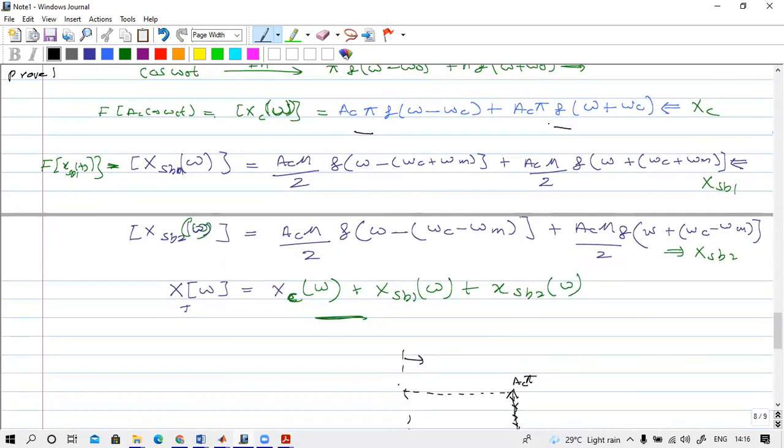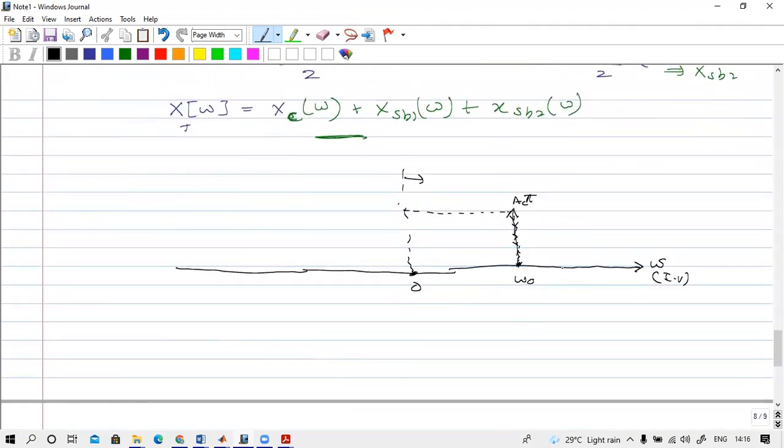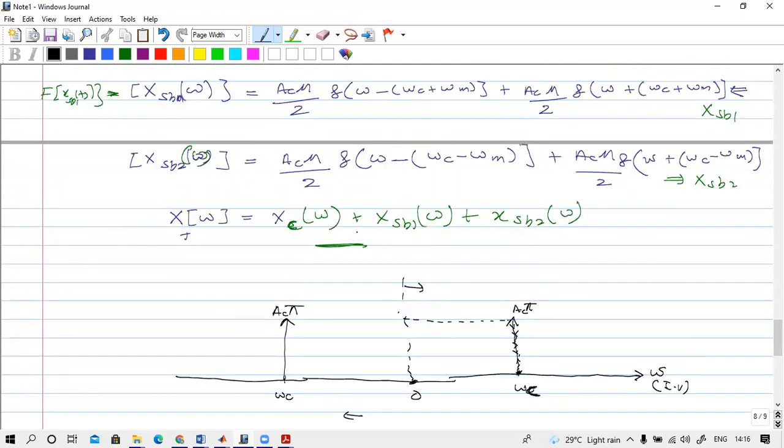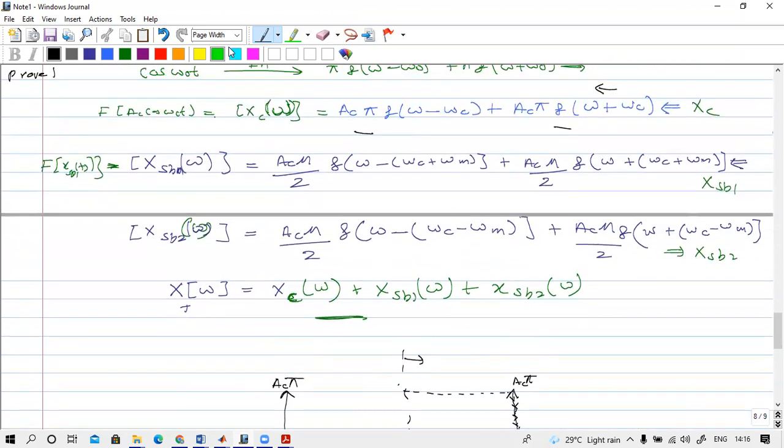And if we write these terms, it is omega plus omega_C. That means it is shifted to this way by omega_C. So here also we have A_C pi. So this is omega_C, and here also we have omega_C shifted to this way, and here it is A_C pi. Then we have completed our carrier part.